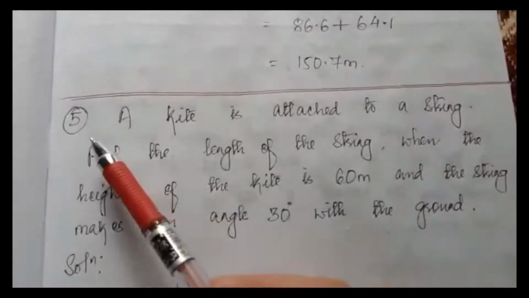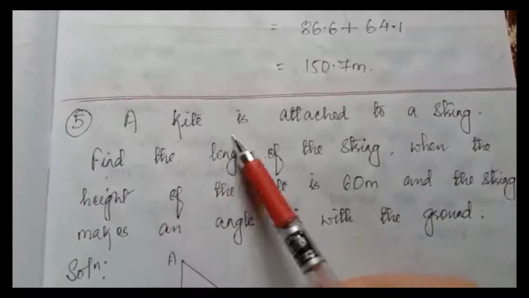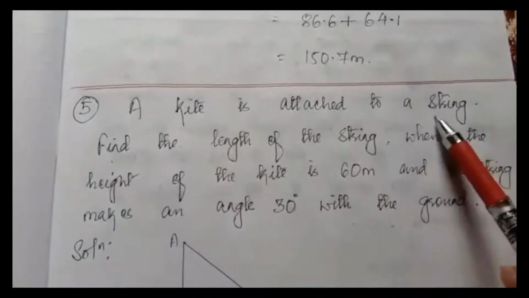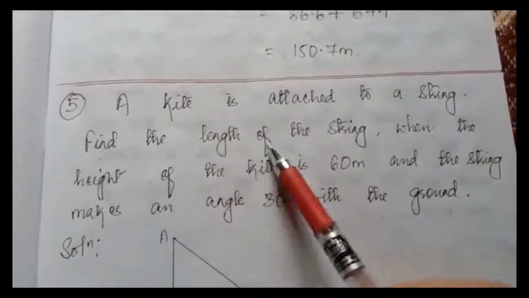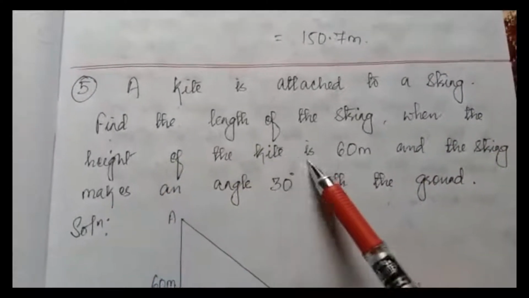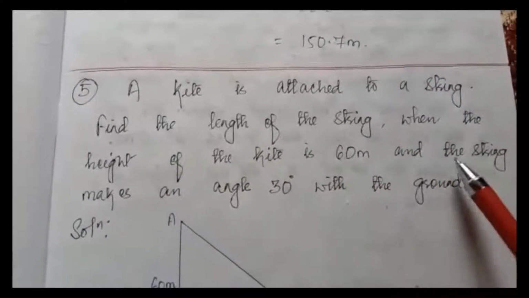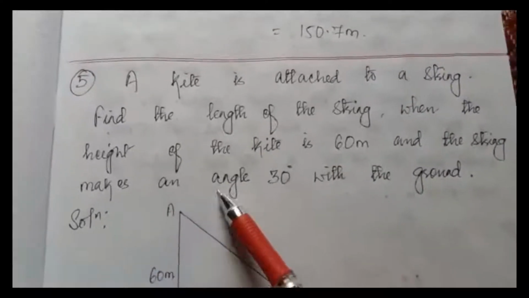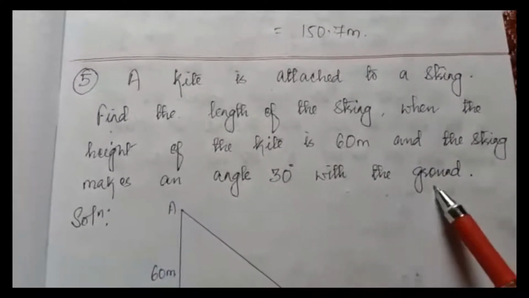Now next, question number 5. A kite is attached to a string. Find the length of the string when the height of the kite is 60 meters and the string makes an angle of 30 degrees with the ground.